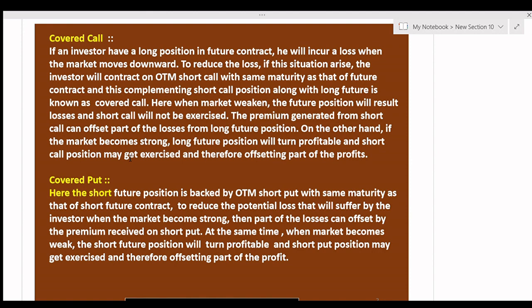Today is the 29th session. Last day I discussed bear call ladder, bull put ladder, and bear put ladder. Today I will discuss covered call, covered put, protective call and protective put. Let us come to covered call.